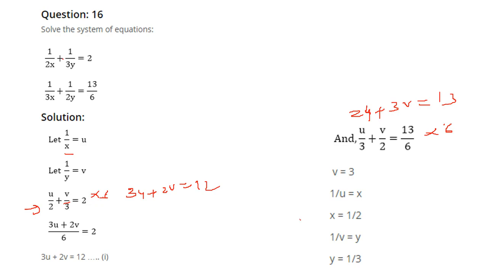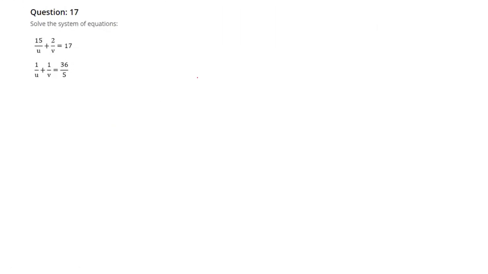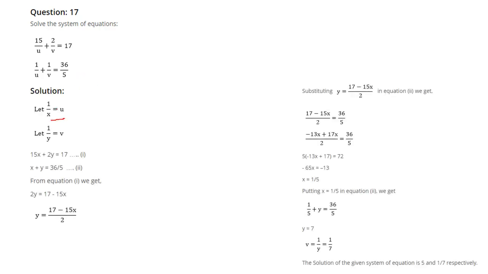You can just solve them. X will be equal to half, y will be equal to 1 by 3. Actually you will get u and v. So v is 3, and when you get u and v, then you can just take a reciprocal. Now here you have 1 by u and 1 by v. So what you can do here is 1 by u and 1 by v can be taken as x and y. Okay. So 1 by x is u and 1 by y equal to v.